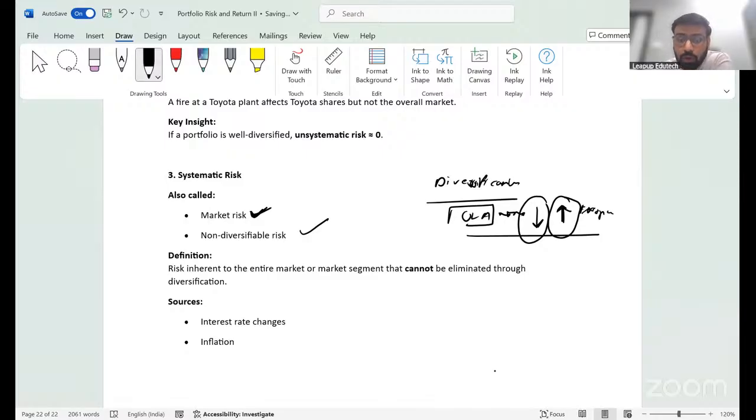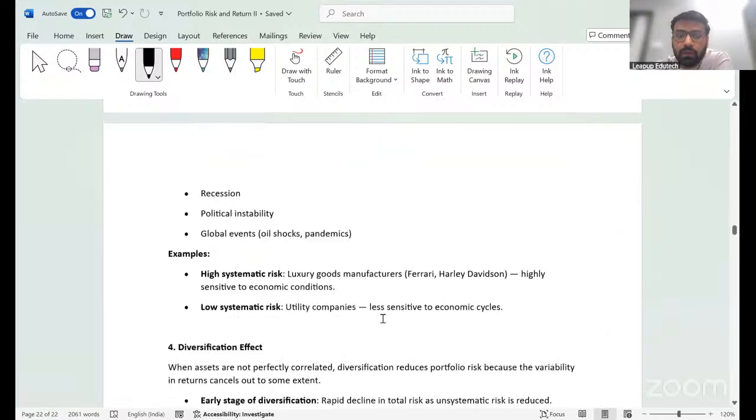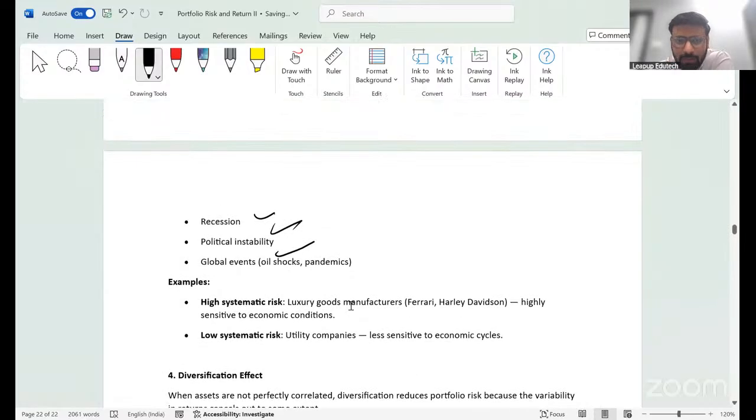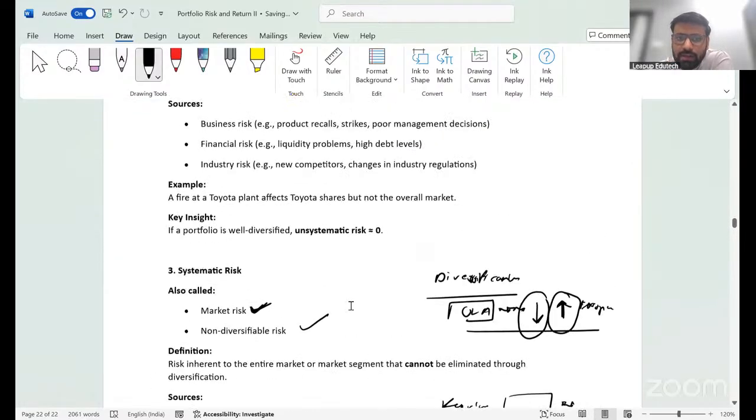But tomorrow a regulatory announcement comes that EV is no longer accepted as valid, that it is basically banned. It's a systematic risk which is going to affect Ola and the other electric vehicle companies. It is going to affect everyone. That is systematic risk. Right. Political instability, recession, global events, all of this. These are the examples. A few more examples have been written down, but I think you guys would understand that very well.